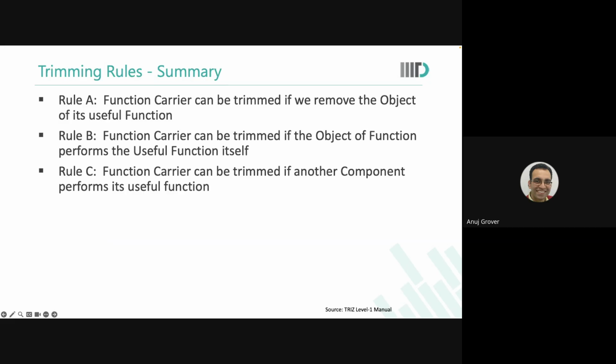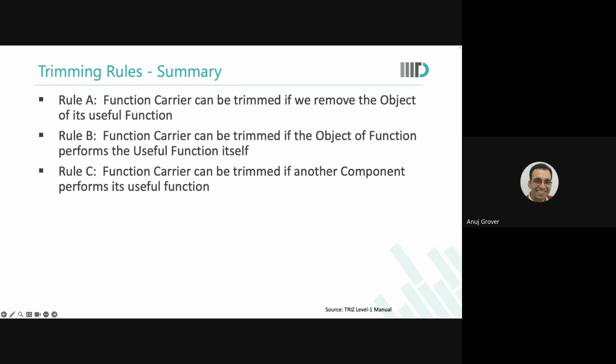Okay, so summarizing all the three rules once again over here. Function carrier can be trimmed if we remove the object of its useful function. Function carrier can be trimmed if the object can perform the function by itself. Function carrier can be trimmed if another component can take care of the useful function. Okay?